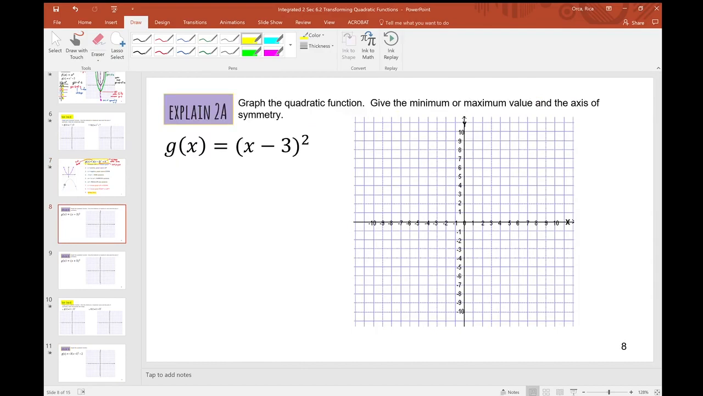Graph the quadratic function, give the minimum or maximum value, and the axis of symmetry. Let's start off by graphing f of x equals x squared. Let's make a table.